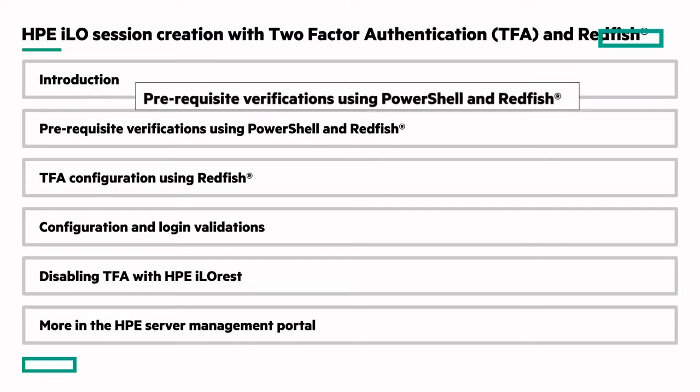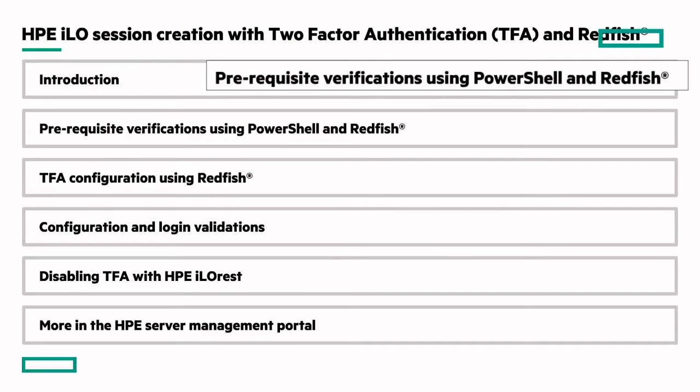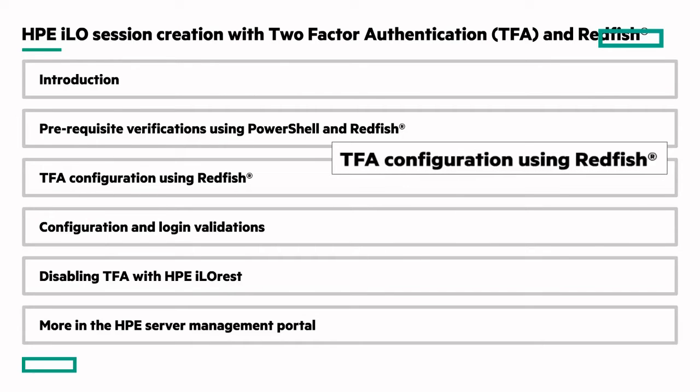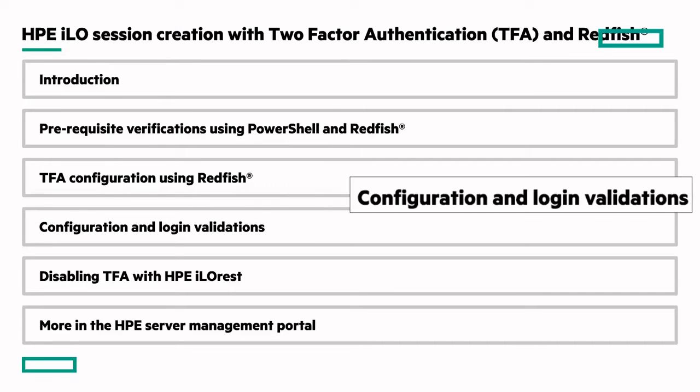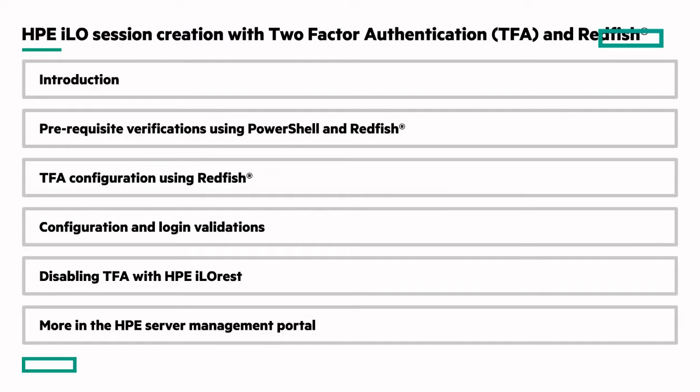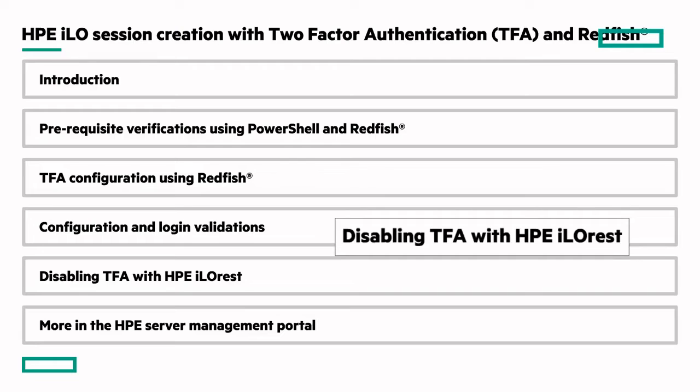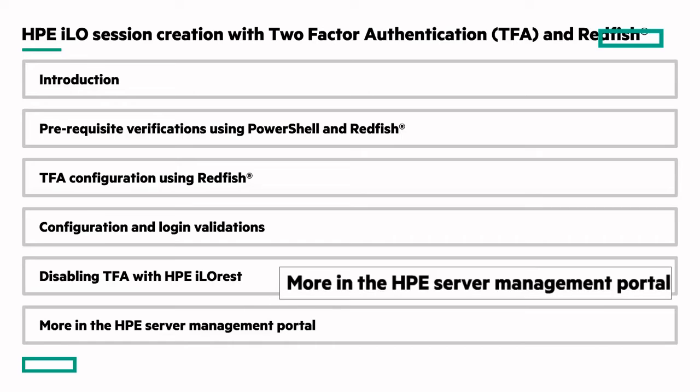After a brief introduction, I will review the different technical prerequisites using PowerShell and the Postman API platform. Then, I will explain how to configure the TFA still using Postman. In the next section, I will test the feature using Postman, the iLO graphical user interface, and lastly, the HPE iLO REST tool. HPE iLO REST is the perfect tool for managing this feature, and I will use it to disable TFA. The last part of this video presents briefly the HPE Server Management Portal, which contains, among other things, detailed documentation related to the TFA.